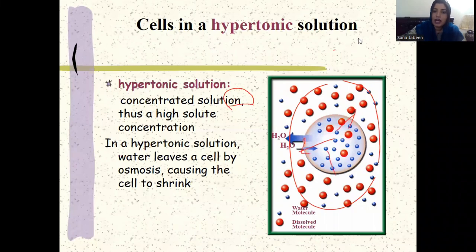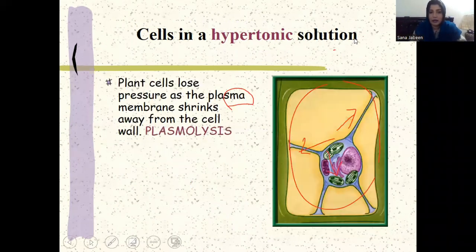Why are they moving out of the cell? Because in the cell, water is more. So they are going to move outside to make the solution dilute. So what will happen due to this? The cell will shrink down. You can see in the diagram, the cell shrinks, and we call this plasmolysis. Why? Because the plasma membrane shrinks. So plasmolysis happens. So this is all about today's lecture.